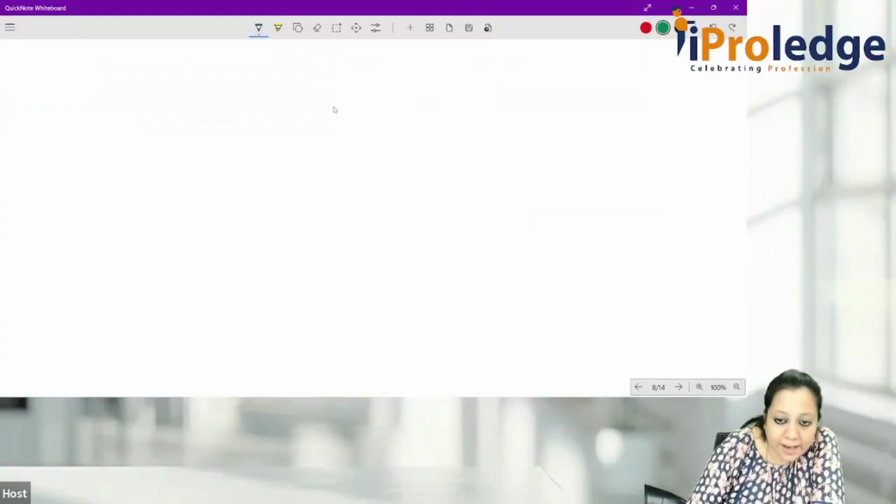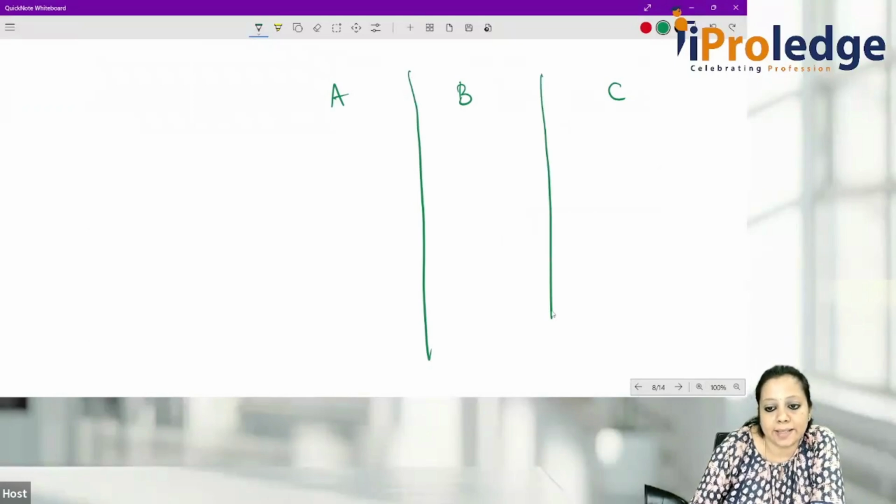Let's go through. What are the products that we are having? We'll also draw the columns, just like the table that is given to us. A, B, and C.